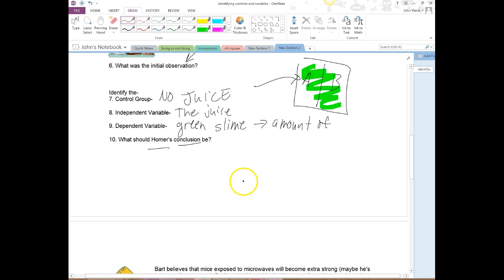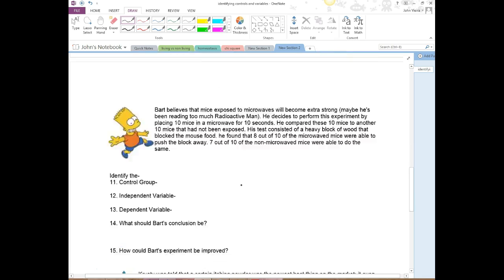So what should Homer's conclusion be, since there is no difference? Yes? The green slime didn't go away. So what was he trying to prove, though? The coconut juice worked. It didn't work. The coconut juice has no effect on the removal of green slime versus water.